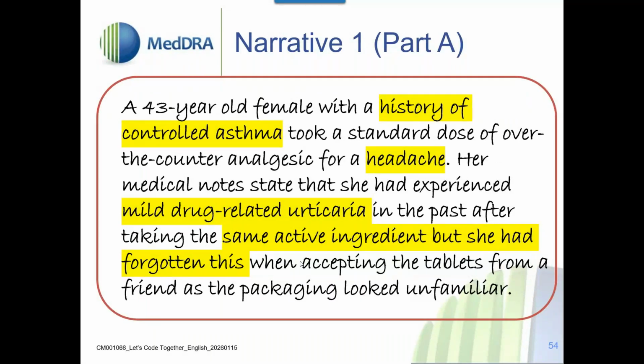So the first one, a 43-year-old female with a history of controlled asthma took a standard dose of over-the-counter analgesic for a headache. Her medical notes state she had experienced mild drug-related urticaria in the past after taking the same ingredient, but she'd forgotten this when she accepted the tablets from a friend as the packaging looked unfamiliar. So we've got the start of our story here. We know the medical history is asthma, and we know the indication for the analgesic is a headache. We know that she also has a medical history of drug-related urticaria in the past, but she missed this. She forgot it. She made a mistake when taking the tablets from the friend.